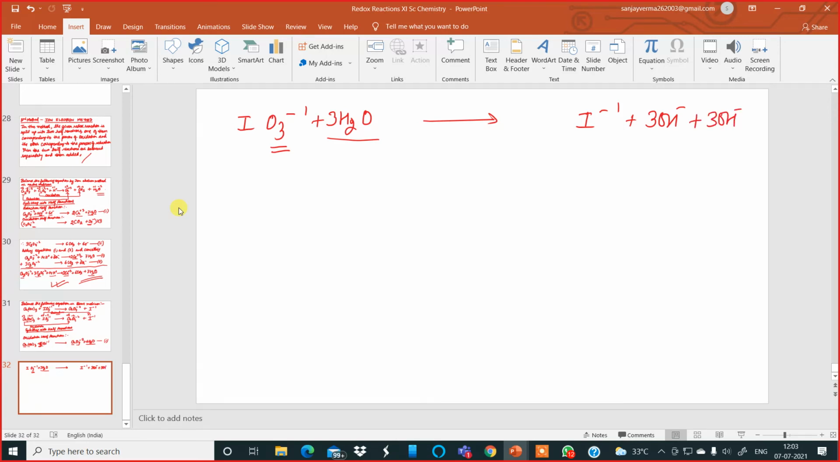And I check now. Oxygen is 3 plus 3, 6. Hydrogen is 3 plus 3, 6. Now this is also balanced. This equation 2 is also balanced.